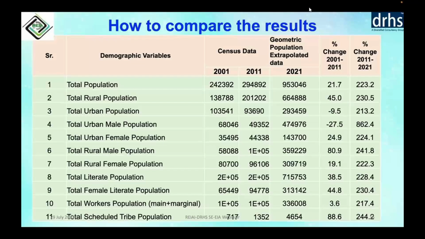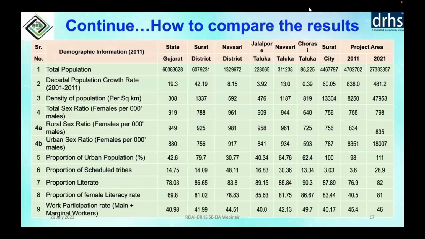The entire Surat district is now becoming urban. Forget about Surat city, it is already urban. The entire district is slowly becoming urban. So such an industrial growth rate is there. So this could be possible, but you have to give the explanation if an examiner asks you why there is so much difference. Then what you have to do, you have to take the data of state level, Surat, Navsari, Jodhpur, because in the project area it is all there.